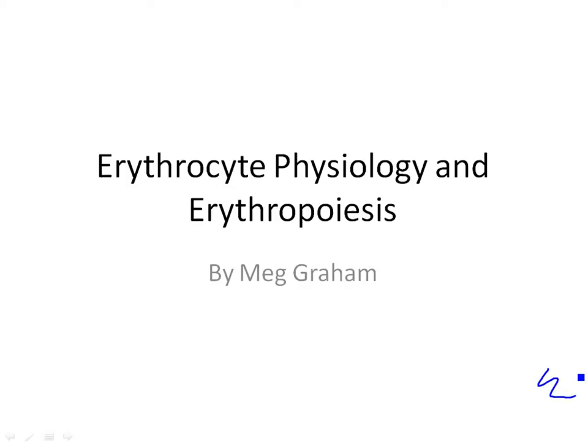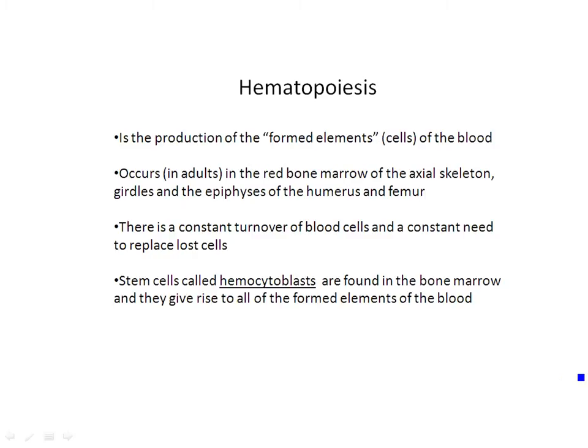All right, my name is Meg Graham, and today I'm going to talk to you about erythrocyte physiology and erythropoiesis. But before we can start doing that, we really need to go back and talk about hematopoiesis. And you say, well, what's hematopoiesis? Well, that's basically the production of the formed elements of the blood. And you're going, well, what's the formed elements of the blood? Well, that's what you and I would call cells, blood cells.